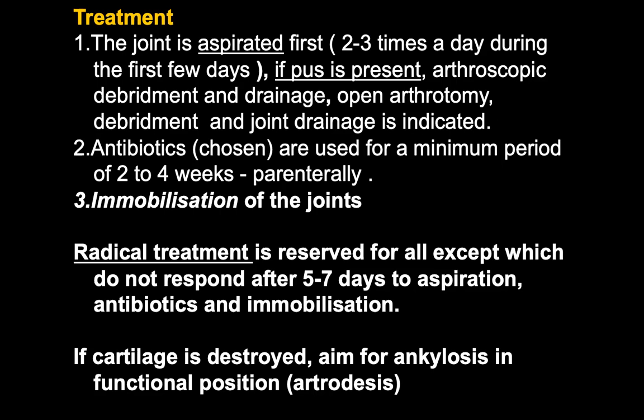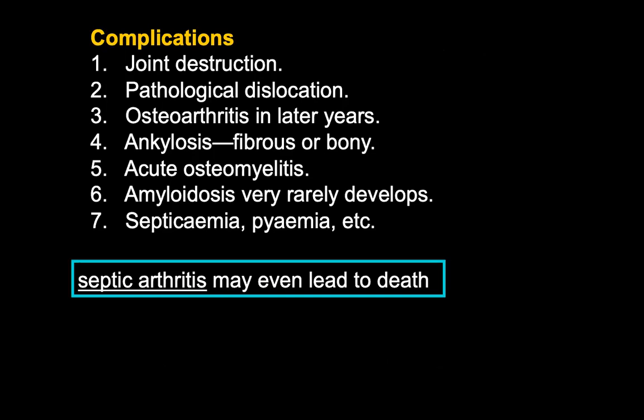And in some cases, like when you have long-term inflammation of the joint, the result of treatment will be poor. Even if you eliminate these microorganisms and you have a cold joint, you could provide arthroplasty, total hip or total knee arthroplasty. Different complications are joint destruction, dislocation, osteoarthritis, ankylosis, osteomyelitis, amyloidosis, and septicemia. Amyloidosis is very rare and a very late complication of it.